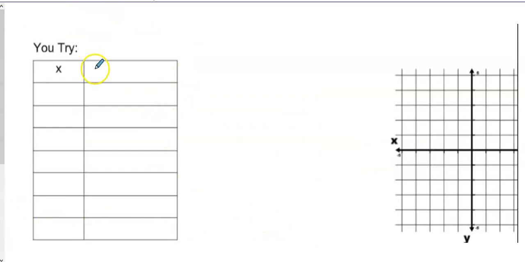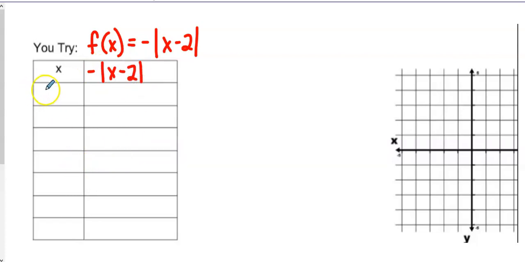Moving on, let's try a different one. Let's try f of x equals negative absolute value of x minus 2. Again, we could do this xy table, but we don't really need to. If we did, we might put in, say, a negative 1. This would be the opposite, and then we would plug in a negative 1 here for x. So that would be the opposite of the absolute value of negative 3, and that would equal negative 3. I had a positive in there at first. So you could go through this and figure out these values, or we can do it like this.